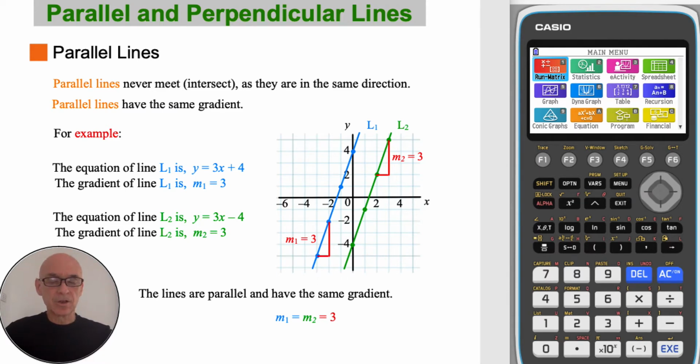The equation of line L2, the green line, is y equals 3x minus 4. The gradient of this line, denoted m2, is equal to 3, as can be seen here on the diagram. The lines are parallel and have the same gradient.